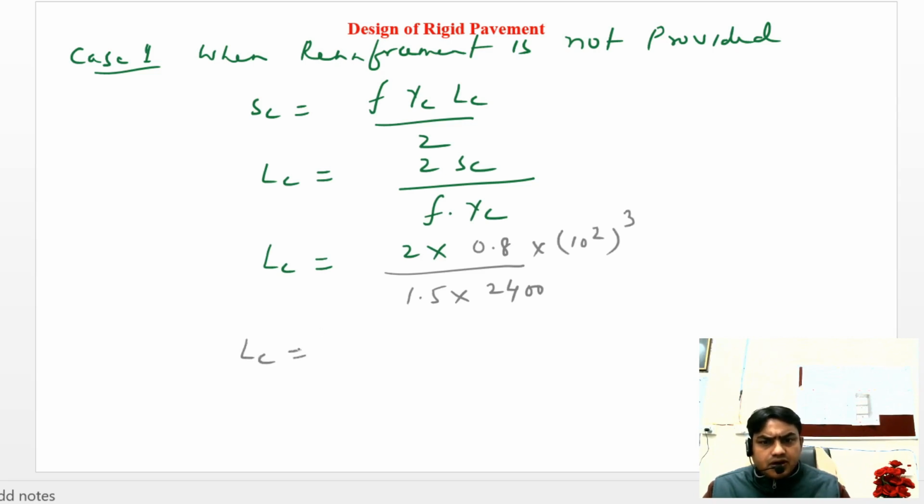So here we will get the value of LC equal to 2 into 0.8 into 10 to the power 6 divided by 1.5 into 2400. This value is 444.44 centimeter. So the length of contraction joint is 4.44 meter.